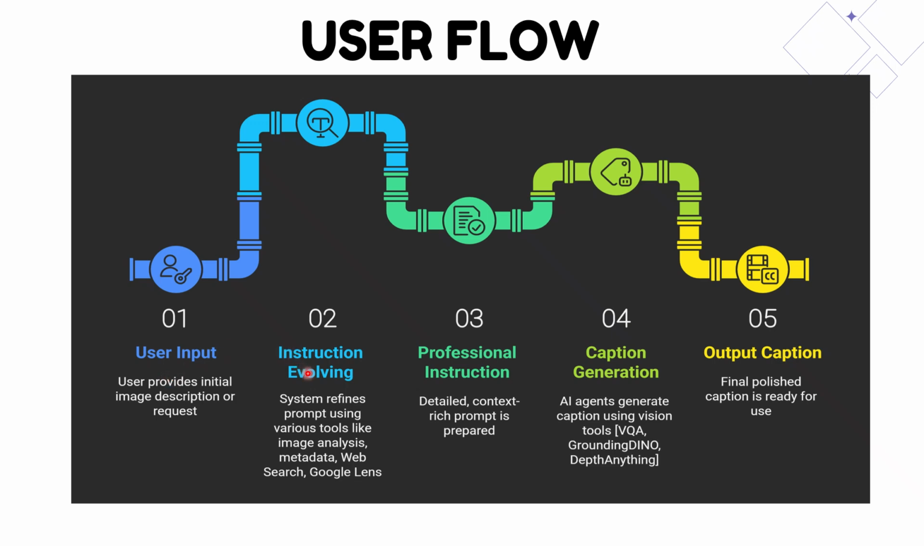And then we have instruction evolving. This is where the system refines the prompt using various tools like image analysis, metadata, web search, Google Lens, etc. And that is done to get our professional instruction, which is a detailed, context rich prompt. And then finally, the caption generation is done using the AI agents, which generate the caption using the visual tools like VQA, Grounding Dino, Depth Anything, etc. And then we get the final polished caption that is ready to use.